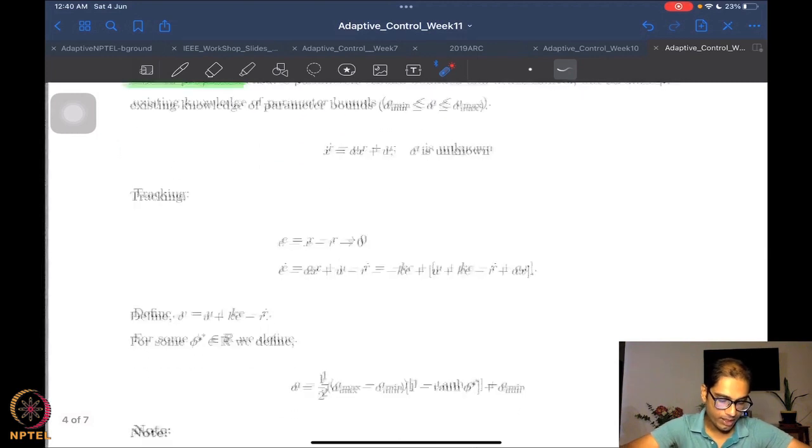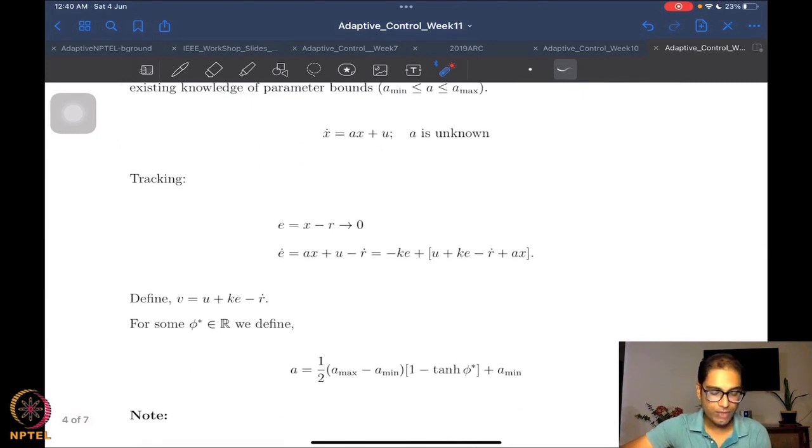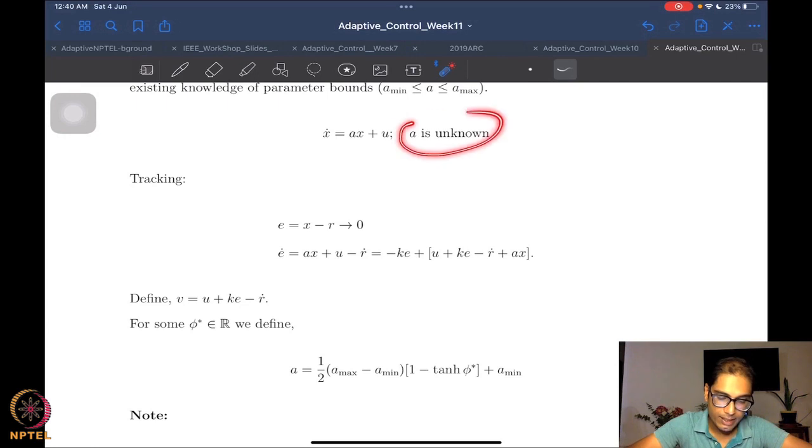So as usual, what we do is we look at this dynamical system. x dot is a x plus u, where a is unknown. And what we want to do, as always, is to track a reference trajectory, which is nice, smooth, bounded, infinitely differentiable, and all that nice stuff.